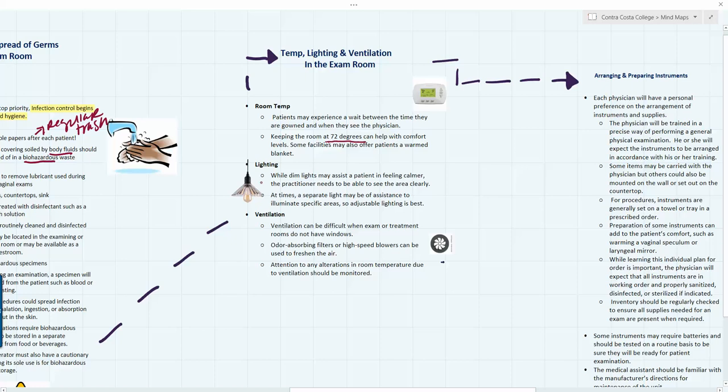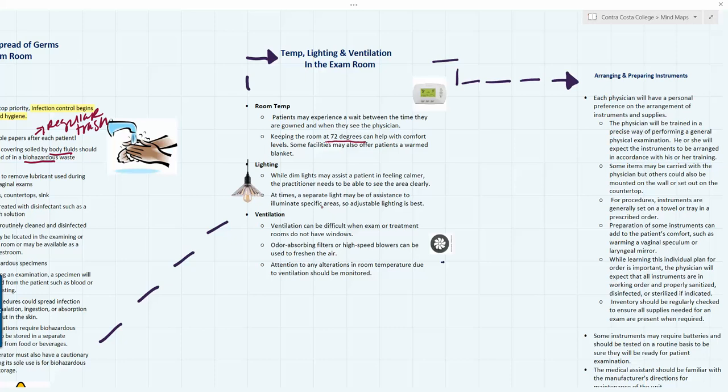because nobody likes to be under those vibrant lights that make you feel like you're a specimen in a lab, the practitioner needs to be able to see the area clearly in order to treat the patient. So at times, a separate light may be of assistance to illuminate specific areas, and that's why we have those floor exam lights. Otherwise, adjustable lighting in the office, like a dimmer light switch, is best. It's kind of best case scenario there.